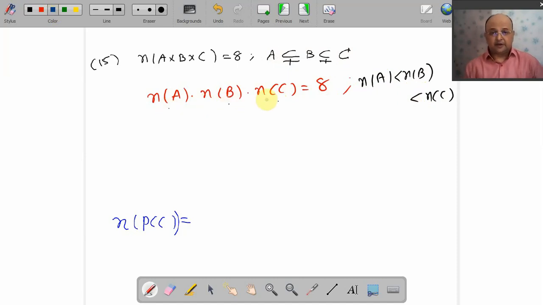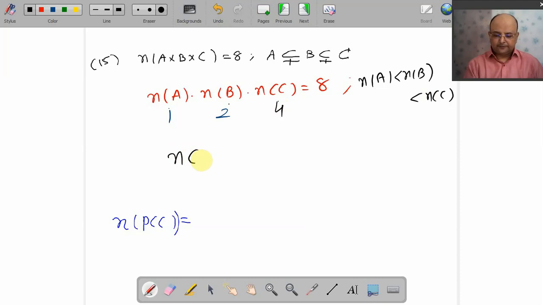So you give me three positive integers. Number of elements in A cannot be 0 or negative, right? Of course it can be 0 when it is an empty set, but it cannot be negative. So n(A), n(B), n(C), we have this relation and their product is 8. This is the only possibility we are left with. If you write 4 here and 1 there, then you will violate this condition. So you should have compulsorily 1, 2 and 4.